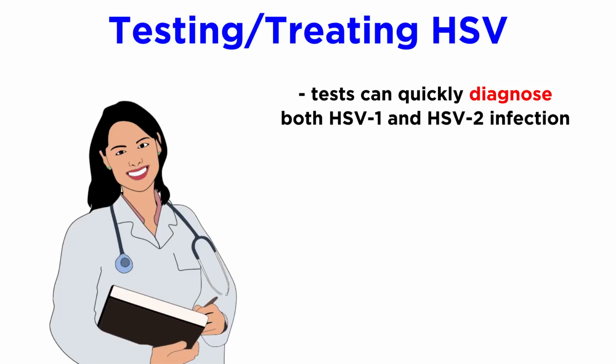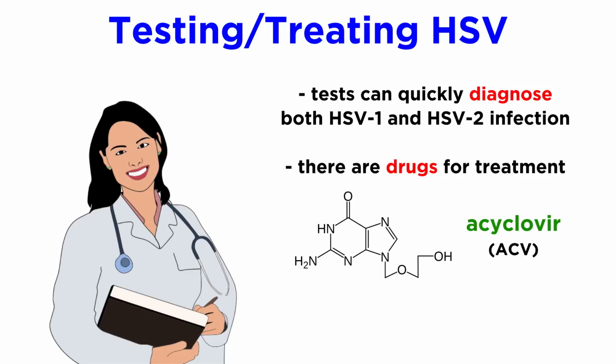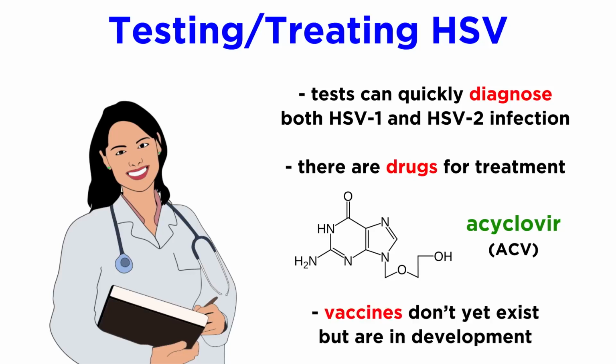There are multiple tests that are fairly quick to diagnose HSV-1 and HSV-2 infection. By now, scientists have developed multiple drugs to treat HSV infection, like FDA-approved acyclovir, abbreviated as ACV. While there isn't a vaccine available for HSV just yet, there are vaccines being developed to either prevent transmission or treat infected people. And now that we've covered HSV, let's move on to a few more human herpes virus diseases you might have heard of.